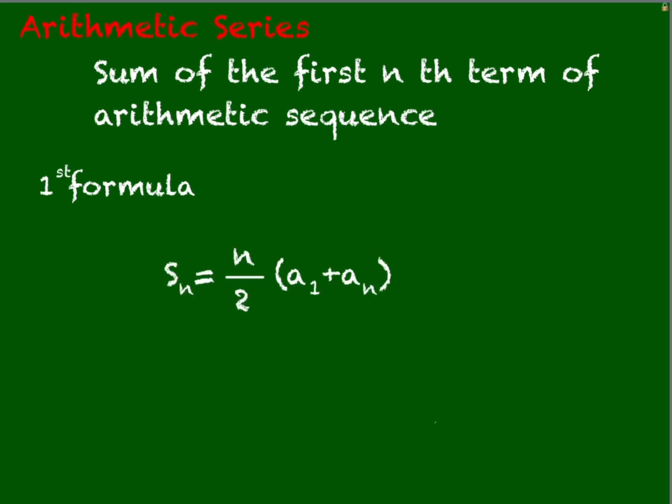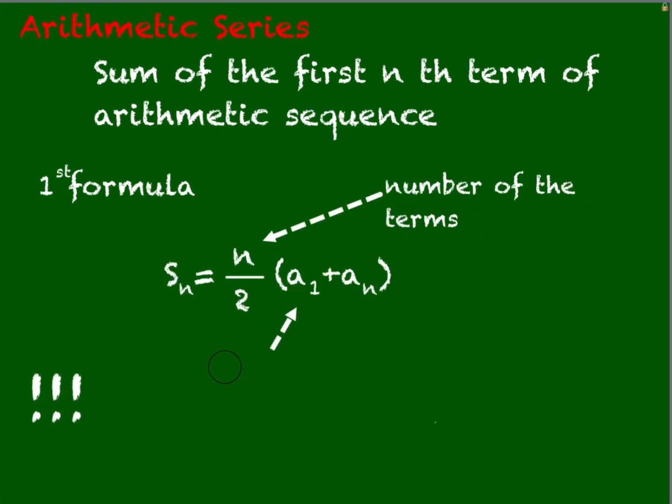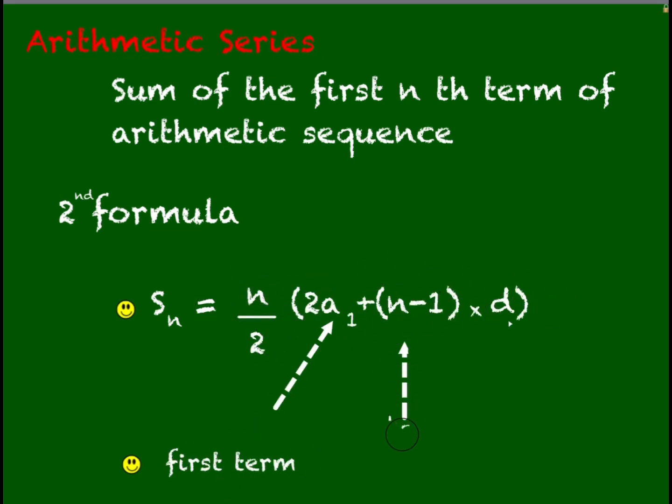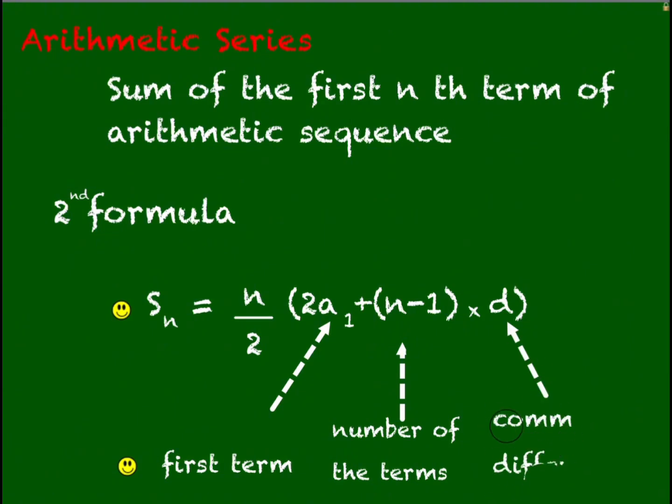To find the sum of an arithmetic series using the first method, you know the number of terms, the first term, and the last term. In the second method for finding the sum of an arithmetic series, we use the first term, the number of terms, and the common difference instead of the last term.